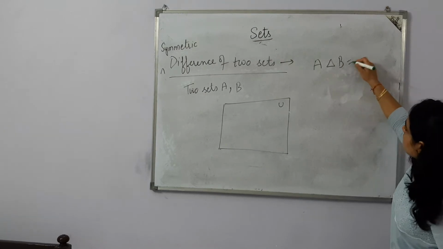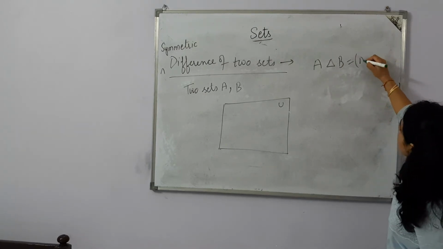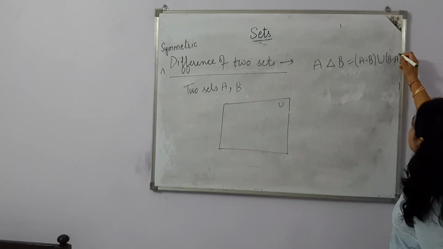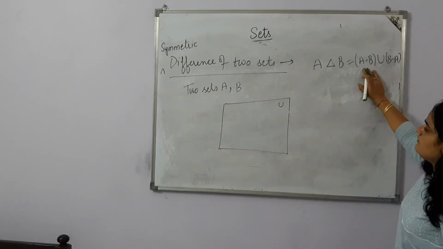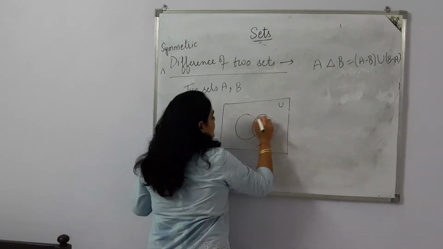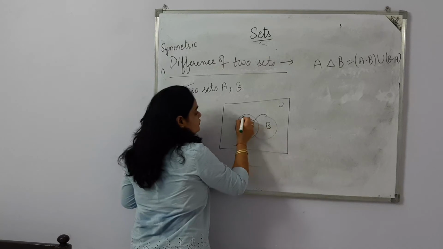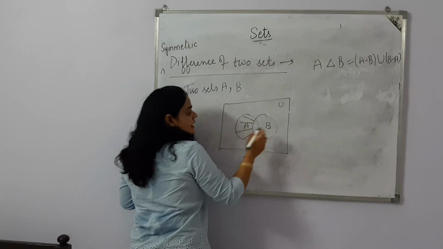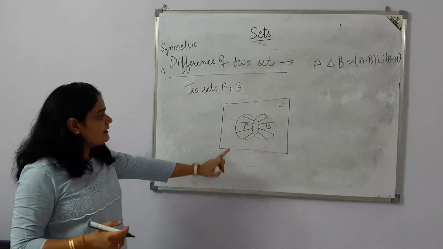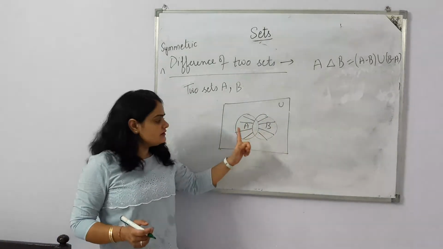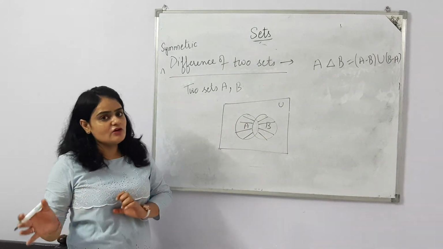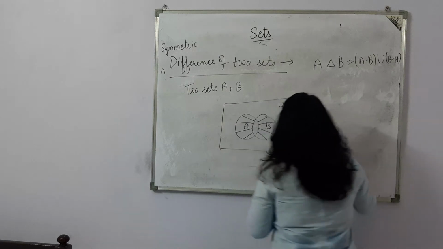But first of all, we'll do the formula: A minus B union B minus A. It means A minus B's portion and B minus A's portion. So if we have two sets A and B, A minus B's portion is this one and B minus A's portion is this one. So A delta B says that we'll take all the portions except the common portion.